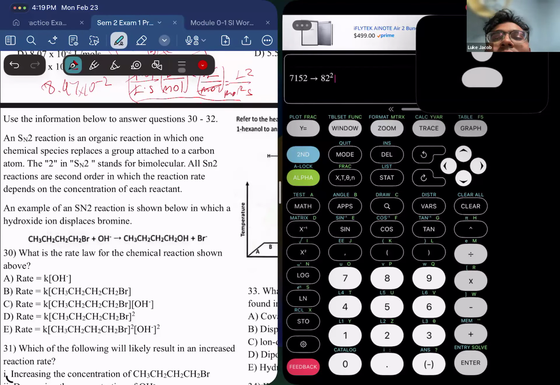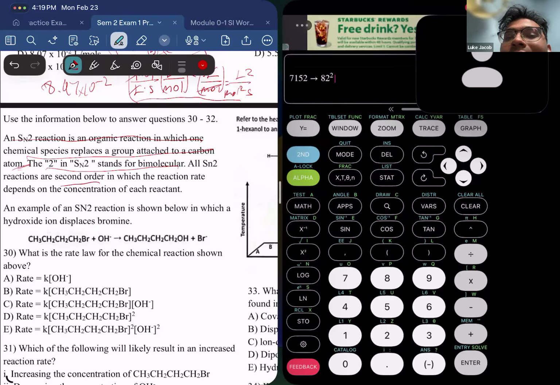And this is one of those things, right? So this is a bunch of yap. It's an organic reaction, blah, blah, blah, right? We don't need to know that. This is important. Two means it's bimolecular. So they're already telling you the rate law. And then they say additionally that the rate is dependent on each reactant, which means that the rate law has to contain both this and this. And if we know it's bimolecular, it has to be both of those things.